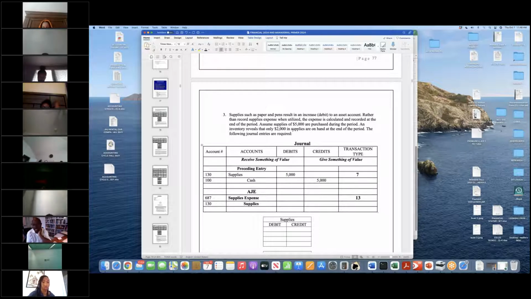Now you could have expensed them day by day, but that doesn't make any sense, to make a zillion journal entries every time you use a paper clip. And so we buy the supplies, we put it in the asset account. Then when we come to the end of the year and determine what's left in the account, which is $2,000, the AJE is always the difference between what was in the account and what's left. It's always the difference. That's how much was utilized.